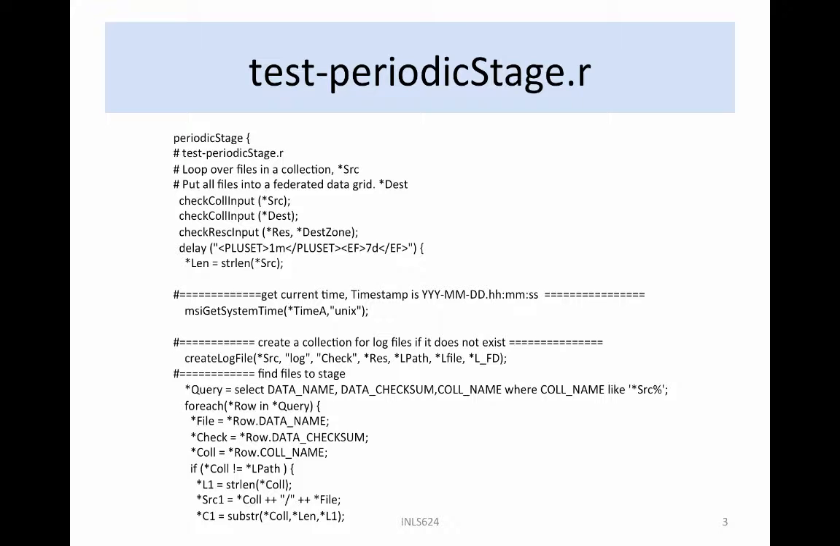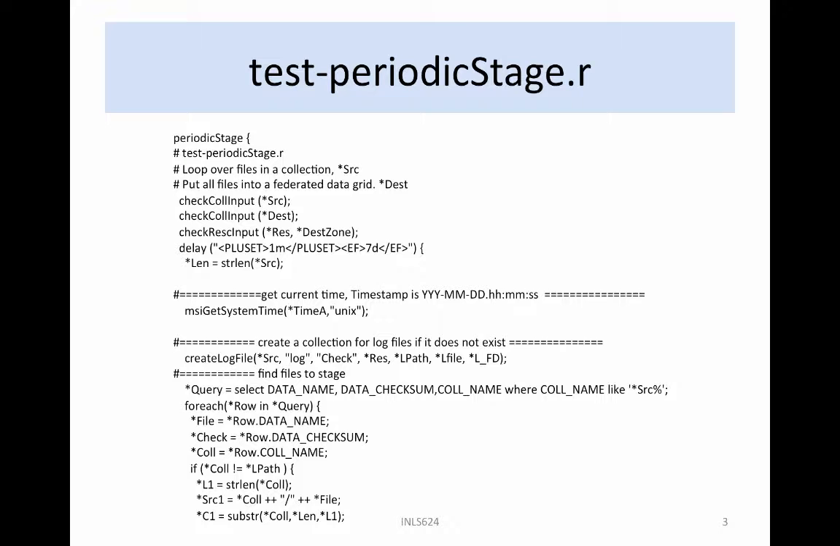The rule has four main input parameters: star res, which is the resource where a log file will be written; star dest zone, which is the name of the federated data grid; star SRC, which is the collection from which data are being staged; and star dest, which is the collection where the files will be deposited in the federated data grid. The rule checks the input collections and storage resource for validity, then issues a request for periodic execution of the rest of the rule.